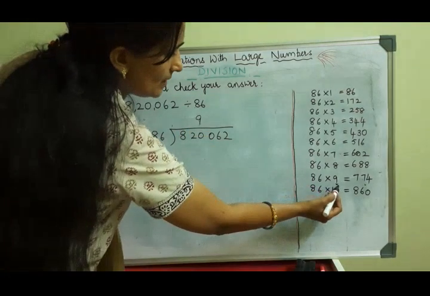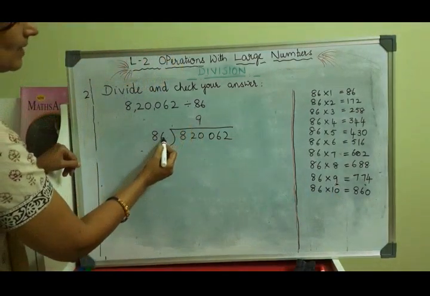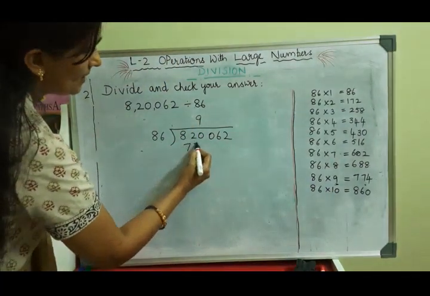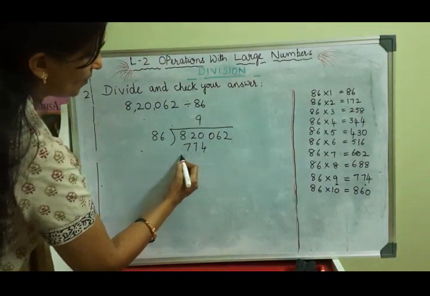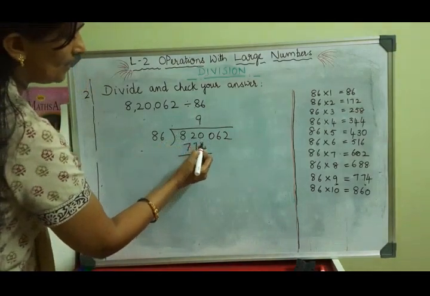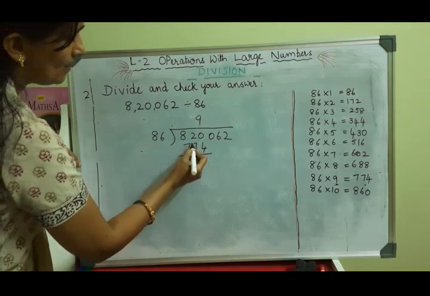Always, since we have written the multiplication table, it's easy. You need not multiply by 9, 6 or like that. You can straight away write the product. It is 774. Next step is you have to subtract. Now we cannot subtract 4 from 0. So borrow 1 here. Don't scratch here.